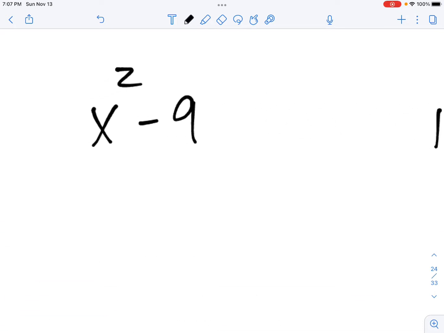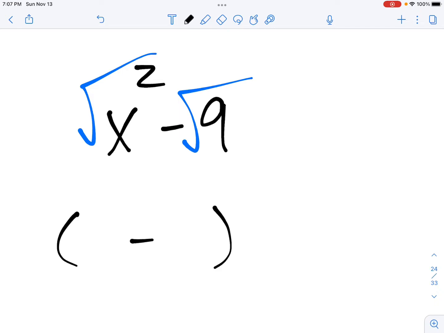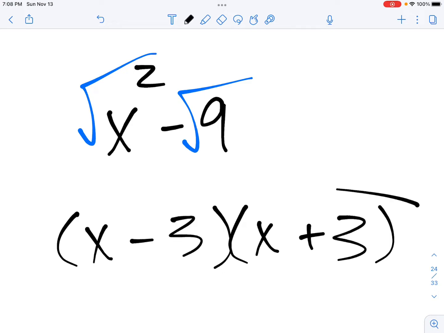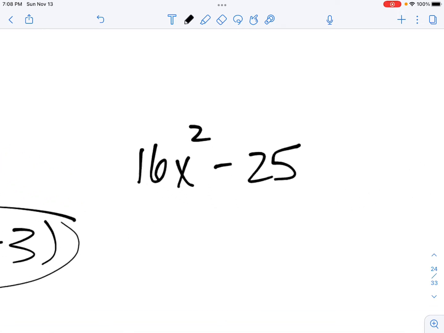Remember what we did last week? We square rooted both of these things. And when we wrote our parentheses, we had one parentheses with a minus sign, and another parentheses with a plus sign, right? Then we took the square root of x squared, which just turns into x and x. And then we took the square root of 9, and that just gives you 3 and 3. And this was our final answer. Remember how to do those? We talked about that last week, so I just wanted to review.